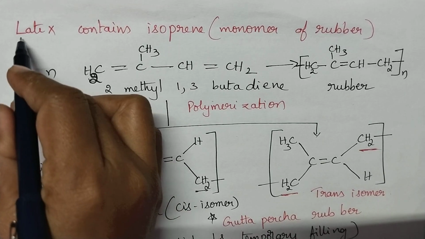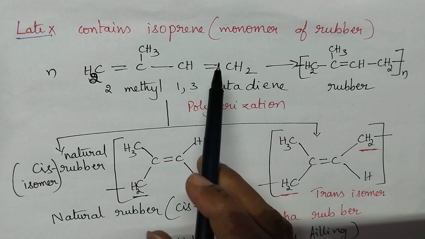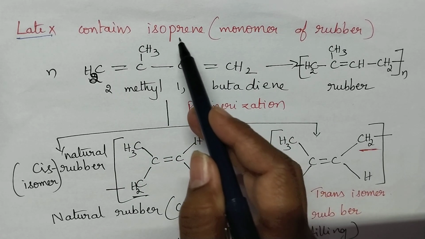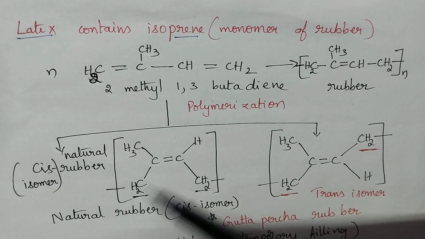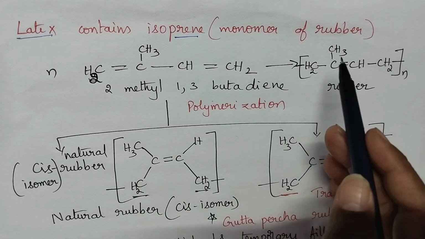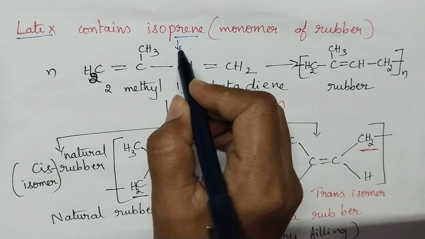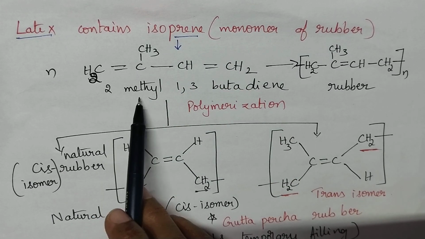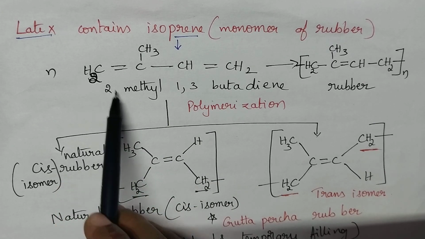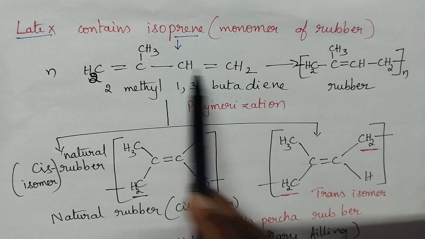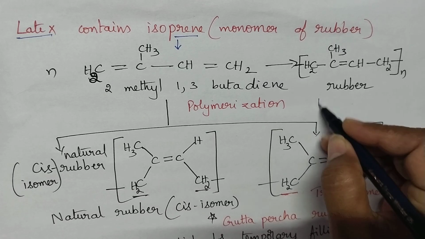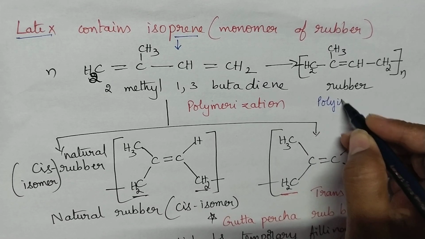Coming to the latex, it contains isoprene. So, what is the monomer present in the latex? That is isoprene. During the processing of raw rubber, chemically, the isoprene undergoes polymerization. What is the chemical name of isoprene? It is 2-methyl-1,3-butadiene. So, during processing, this isoprene undergoes polymerization and it results in the formation of rubber. So rubber is also called polyisoprene.